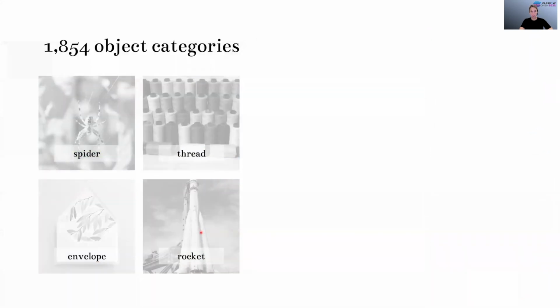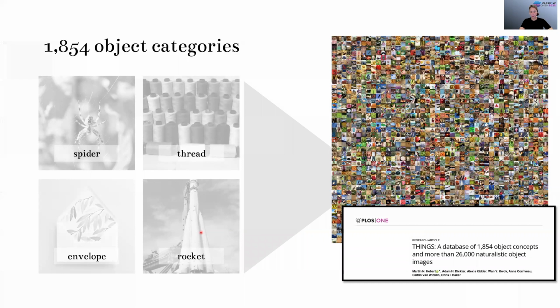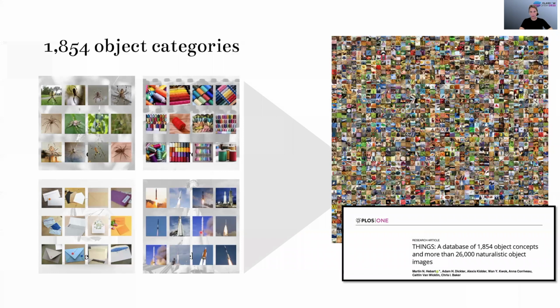For our study, we chose images from 1,854 object categories. And each of these objects came from the THINGS database. And for every object category, we had 12 different exemplars.